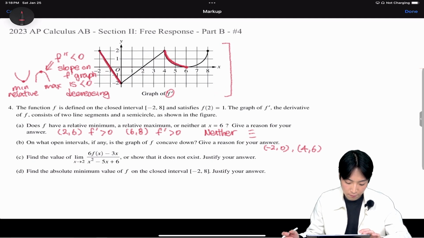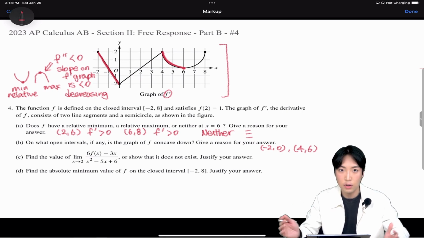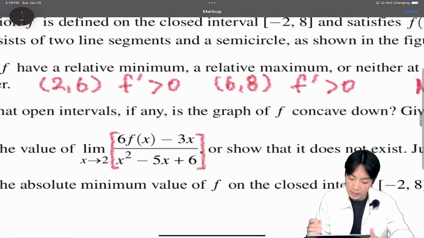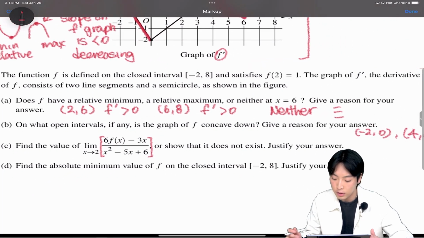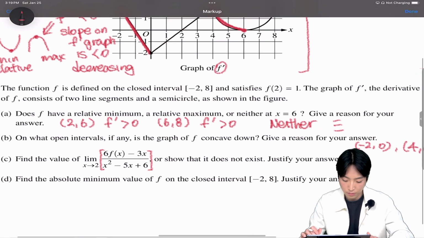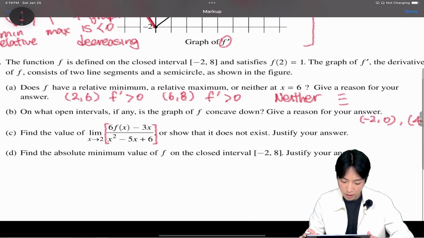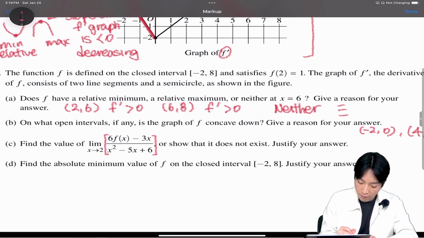Part C, find the value of this limit. We have a rational expression here. Find the value of this limit as x is approaching 2, or show that it does not exist, and justify your answer. So let's look at this limit of this rational expression. First of all, we want to find the limit of f of x as x is approaching 2.